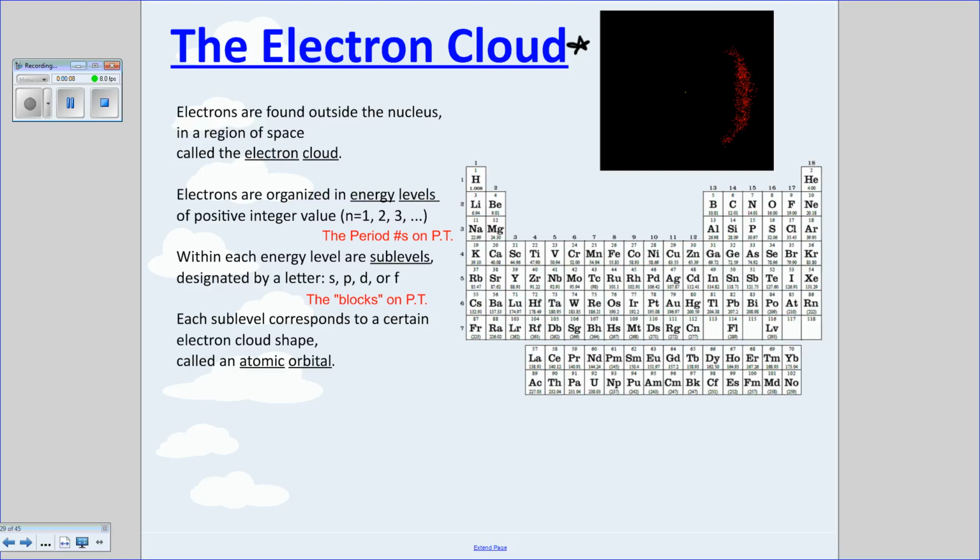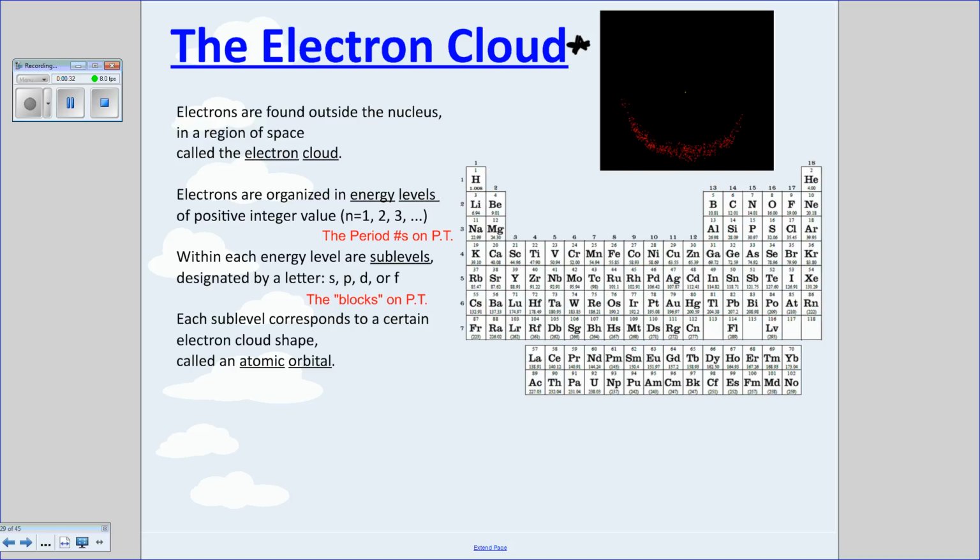The first thing we're going to talk about is the electron cloud. And as you know, the electrons are found outside the nucleus in a region of space called the electron cloud. Up here on the right, we've got a visual to give you a good idea of what that would look like. You can see all these electrons bouncing around somewhat chaotically around the nucleus of our atom. So we need a way to organize that and put it in such a construct that we can use it when we're doing chemistry.